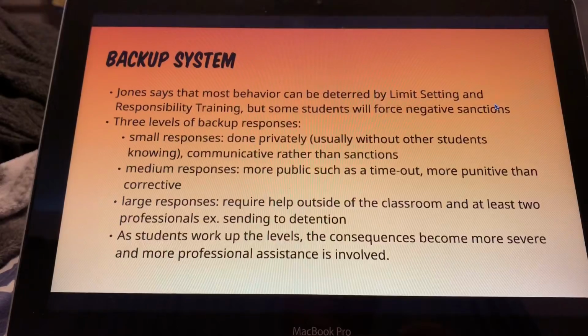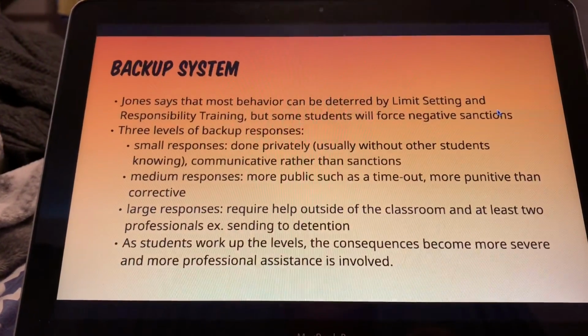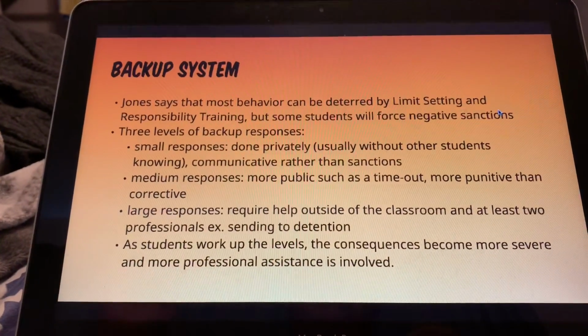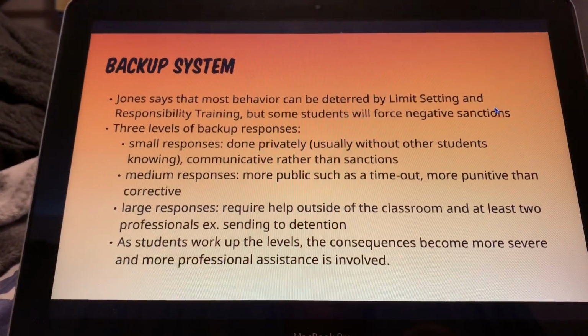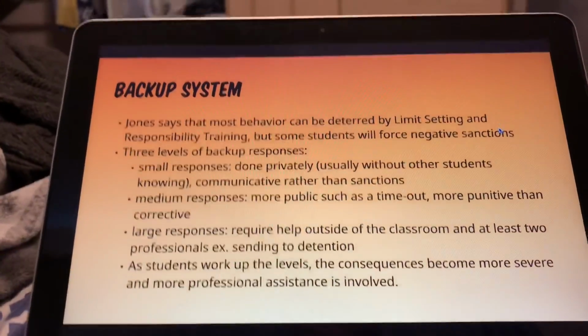You start, everybody's on the same level. Then you go to the small responses. If it continues, you go to medium. If that continues, then you go to large. So as you work up the levels with students, the consequences not only become more severe, but more professional assistance is involved.